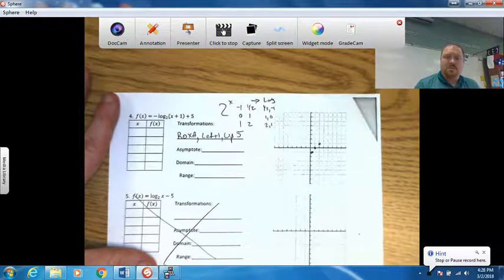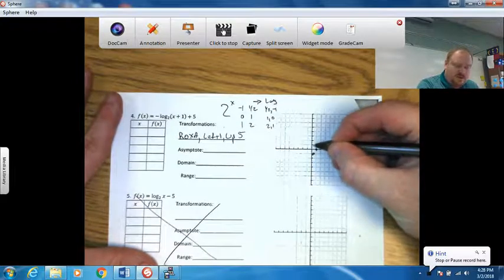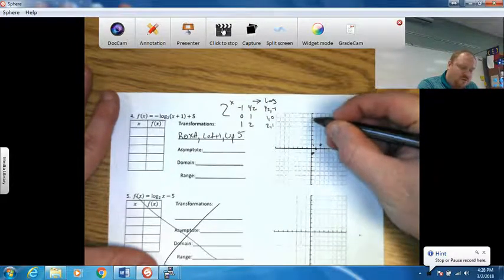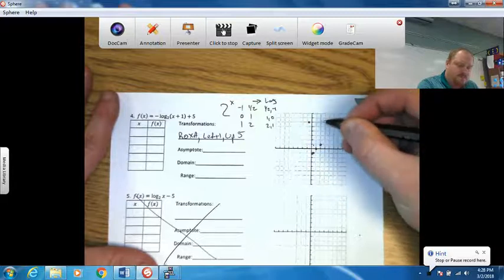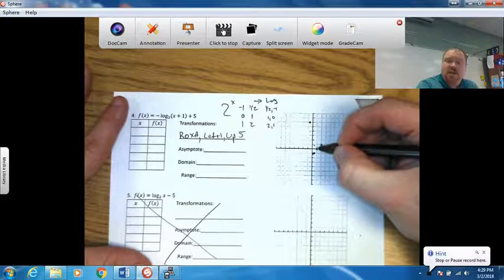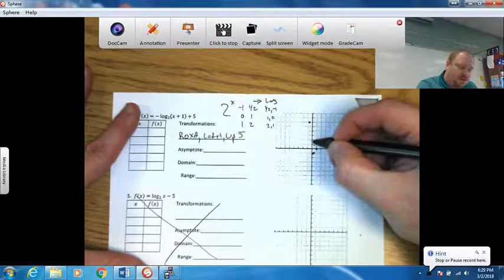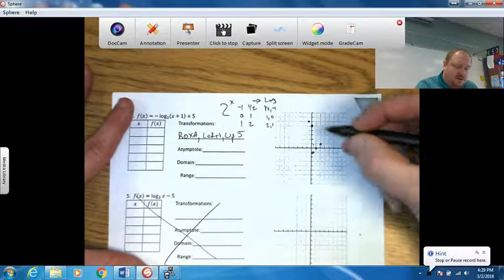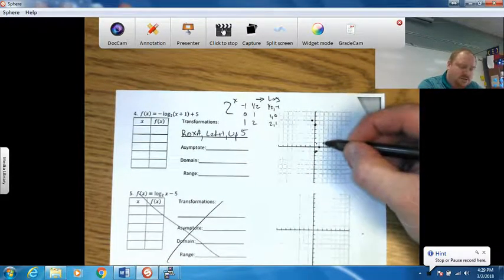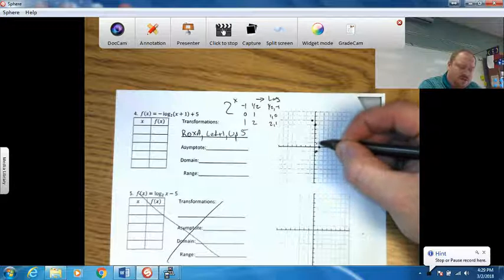So now I'm ready to perform these. So I'm going to flip over the x-axis. So this point now is going to flip up to here. I'm going to go left 1 and up 5. 1, 2, 3, 4, 5. Okay. This point, because it flips over the x-axis and it's on the x-axis, does not move. But it is left 1 and up 5. 1, 2, 3, 4, 5. This last point flips over the x-axis. So now instead of being up 1, it's going to be down 1. But it's left 1 and up 5. 1, 2, 3, 4, 5.